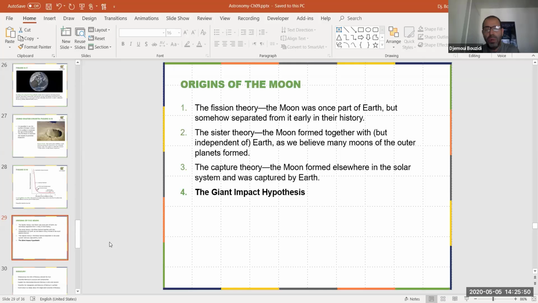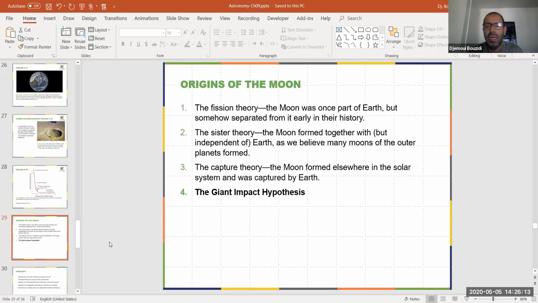Now, the moon itself, we wanted to understand where the moon came from, because the fact that the Earth has this moon is an odd thing, actually. That puzzled scientists and astronomers for a long time, and they tried to understand where the moon came from. So there were several possibilities that people started to explore.